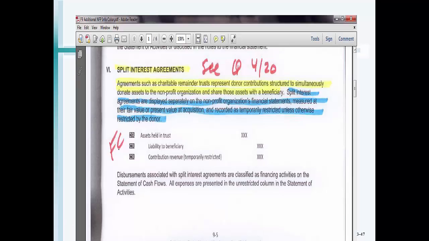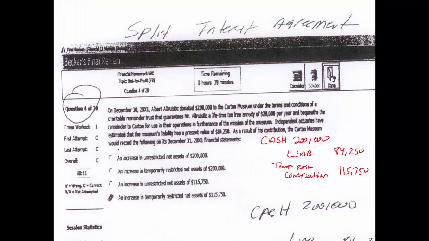So let's just take a look at this example. Not so much this example, I'm just showing you the journal entry. All you want to focus on is the journal entry right here, which is what? When the cash comes in, that's going to be the debit to the asset. The credit is going to be to what? The liability. That's for the present value, which you think you're going to have to pay out to this person based on the actuarial estimates. And then the balance is the contribution, which is temporarily restricted, right?